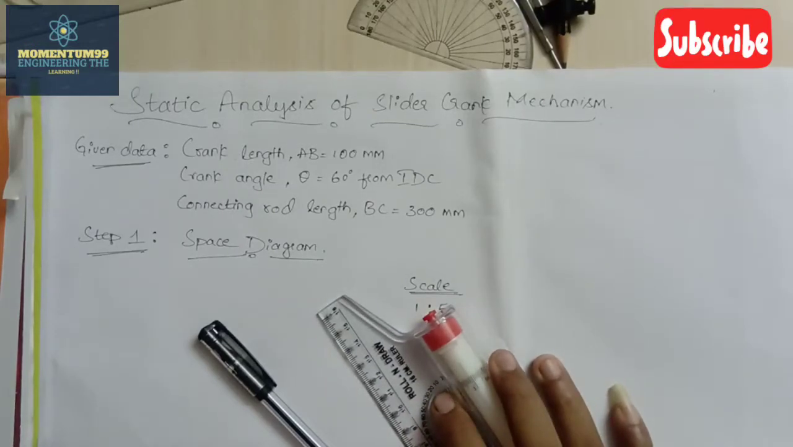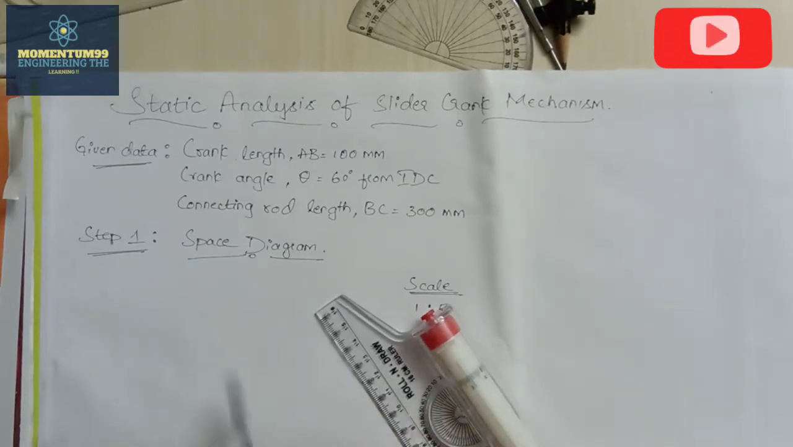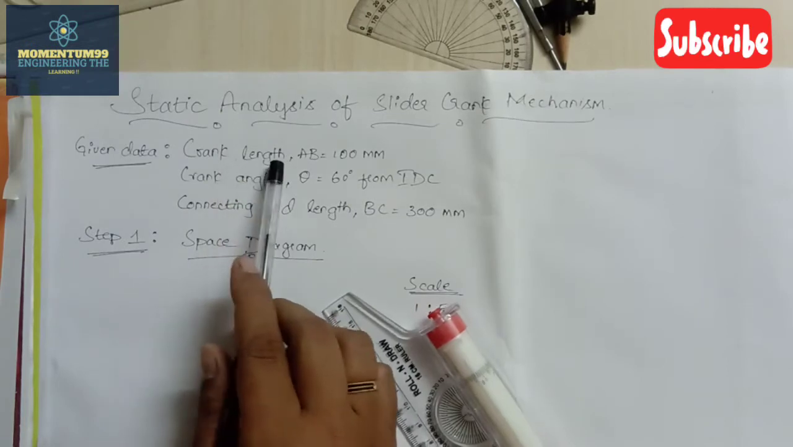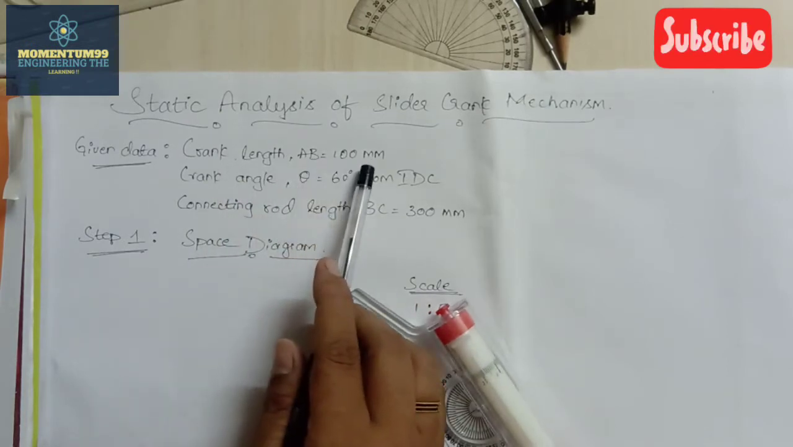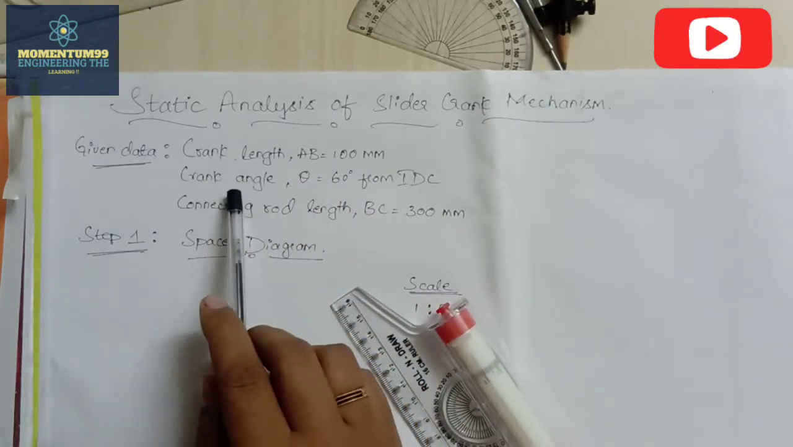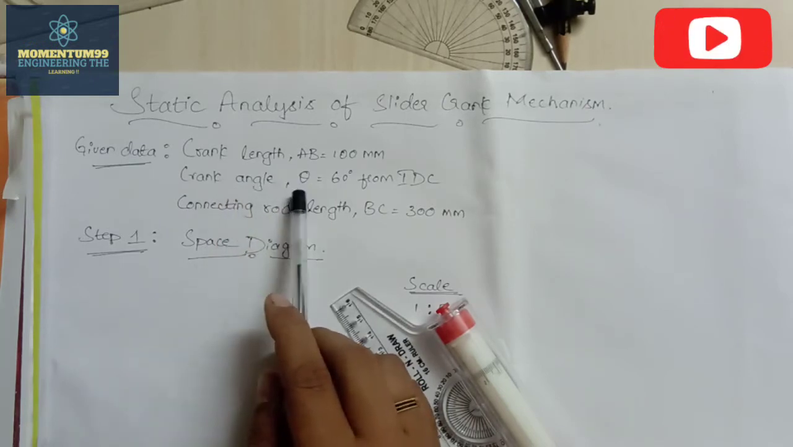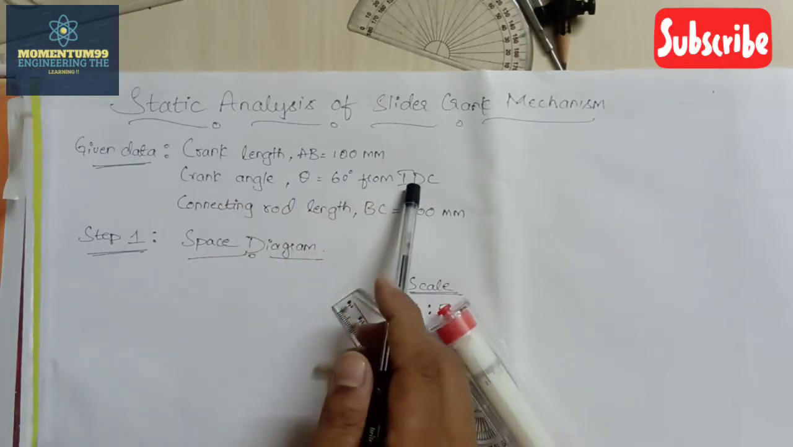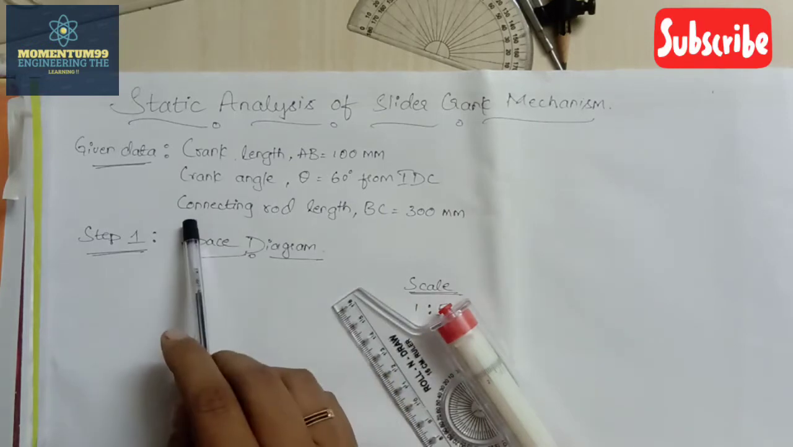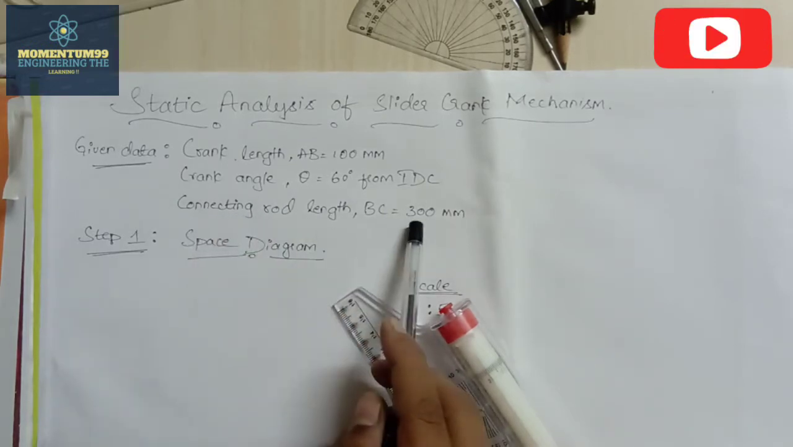In this video, I'll be showing you how to draw the space diagram for the given slider crank mechanism. To begin with, the given data in the problem: the crank length AB is equal to 100 mm. Moving on to the position of the crank, they have given the crank angle as theta equal to 60 degrees from the inner dead center. And the last data given here is the length of the connecting rod BC, equal to 300 mm.